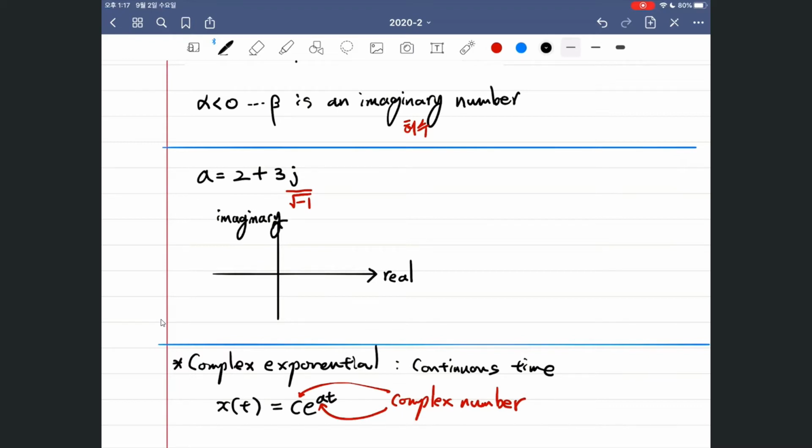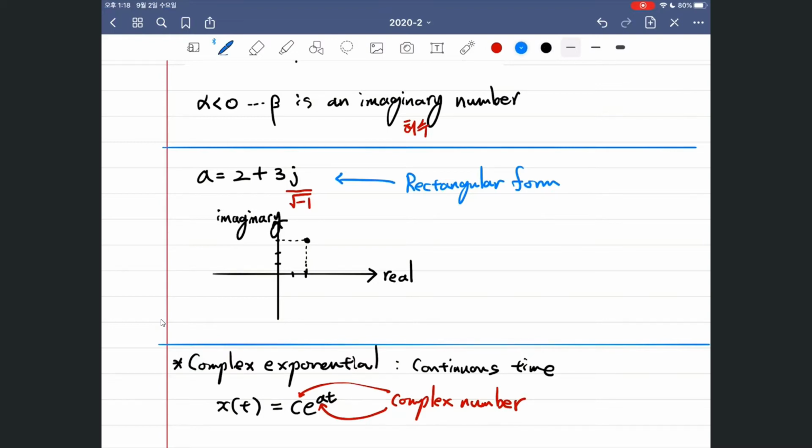Then this thing right here is called the rectangular form. With the rectangular form, you can express the complex term as a real part and the imaginary part separately. So if we plot this number, then we have the real part of 2 and the imaginary part of 3. So we have a point here which represents the value a.